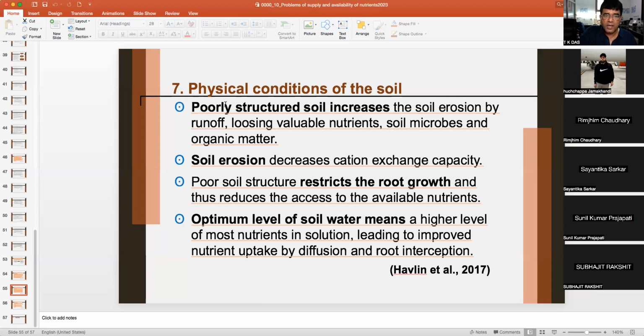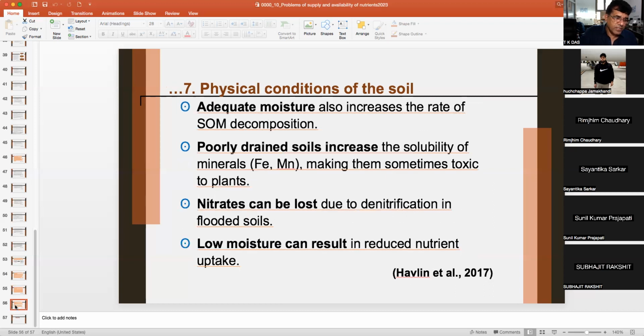An optimum level of soil water means a higher level of moisture. So soil structure indirectly affects water relations. Adequate moisture also increases the rate of soil organic matter decomposition. So indirectly, you see, moisture is increasing the availability of the nutrients. Also, for mass flow, poorly drained soils increase the solubility of minerals, sometimes making them toxic to plants.